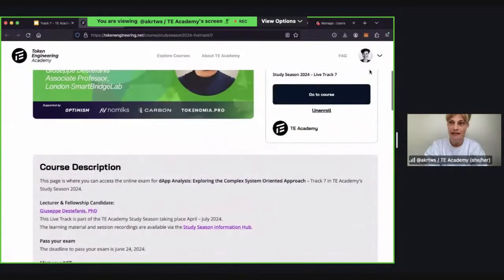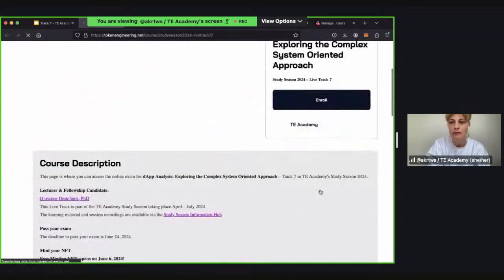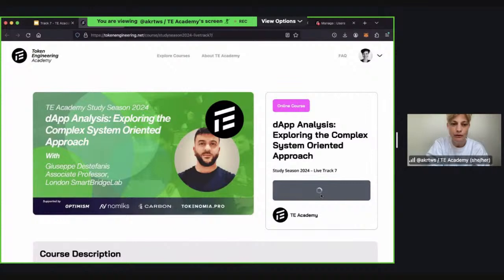And then let me just show how to access the exam. So you have to log in. You already have a TE Academy account. If you registered for the study season, log in at tokenengineering.net and click on Go to Course, and then you'll see the exam. It takes a moment to load. So don't worry if it says I have to enroll again. You click enroll. Sometimes it's a little bit slow, but be patient.